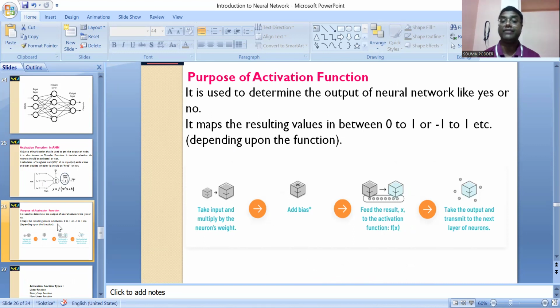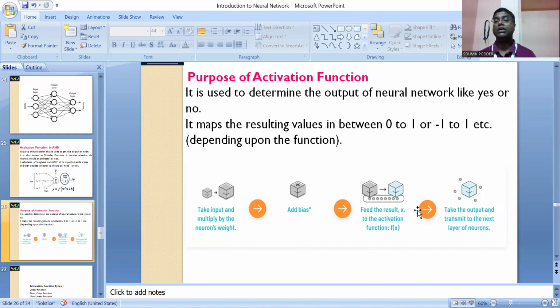Purpose of the activation function: if you see the graph, it will be very easily understood. It's a pictorial presentation. Suppose I have taken some inputs and multiplied by the neuron's weight. Automatically the small inputs will become enlarged. After that, I have introduced some bias, a plus sign, meaning I have added something. The bias value will produce some fair result, that is the blue box, that means our desired result.